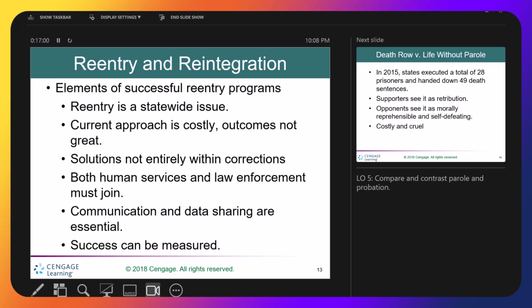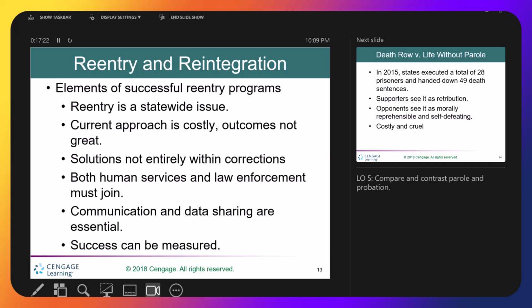So both human services and law enforcement must join in on this, because when these people come back into the community, first of all, law enforcement knows them, probation knows them, and you have human services places that could possibly work with them to help them find jobs or learn a trade or a skill or something along those lines.